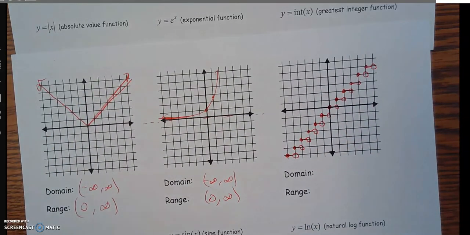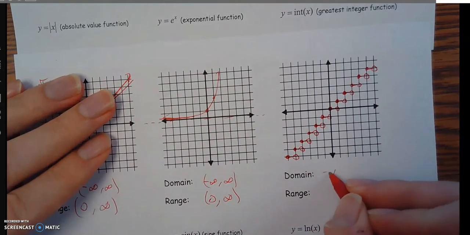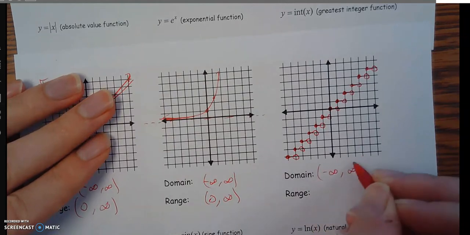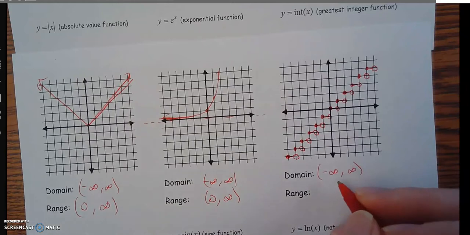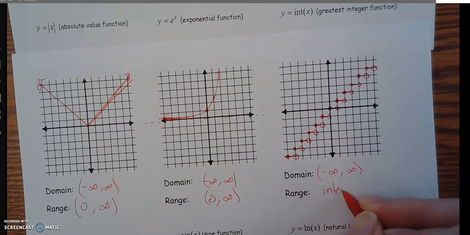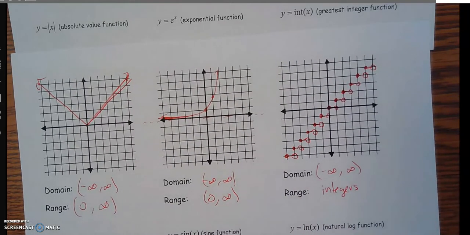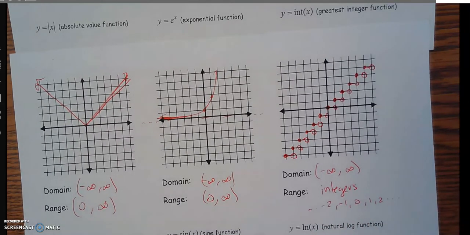So the domain of this, it might look weird, the domain is actually still negative infinity to infinity because I can plug any number in. But my range then, instead of trying to describe it with interval notation, I can't because it's not an interval. It's basically just the integers. You could put dot dot dot -2, -1, 0, 1, 2 dot dot dot. But all those integers are in the range.